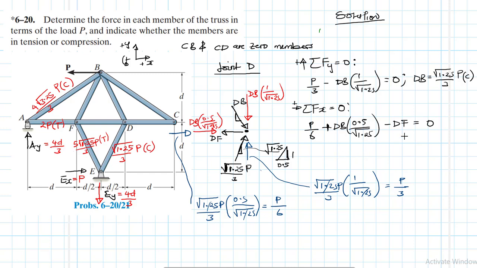Okay, so if we replace dB here, we are going to have P over 6 plus P over 6 minus dF equal to 0, and therefore our dF is going to be equal to 2P over 6, which is basically just P over 3, and this is in tension.